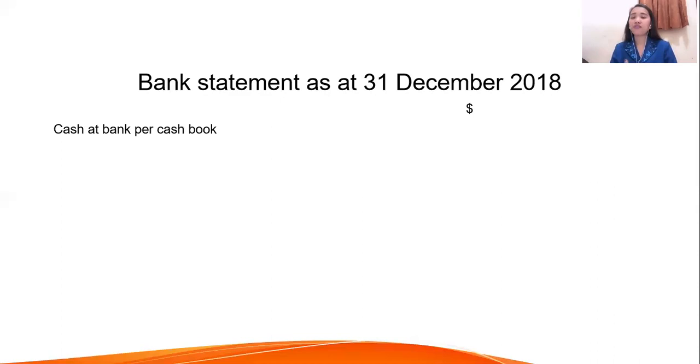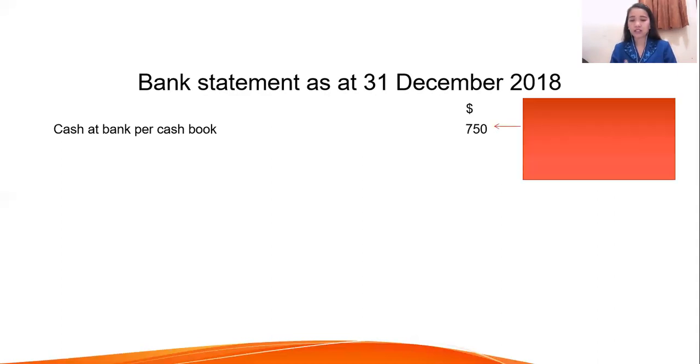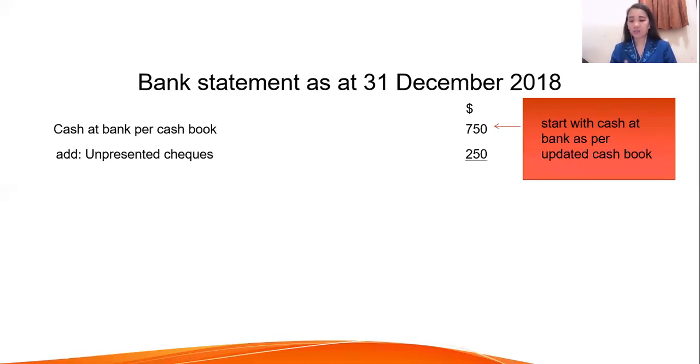And then on the first line we put cash at bank as per cash book. How much is that? It's 750. So we start with cash at bank as per updated cash book, we start from that number. And then for the unpresented check, we add. So remember the meaning of unpresented check? 250. How much? 750 plus 250.